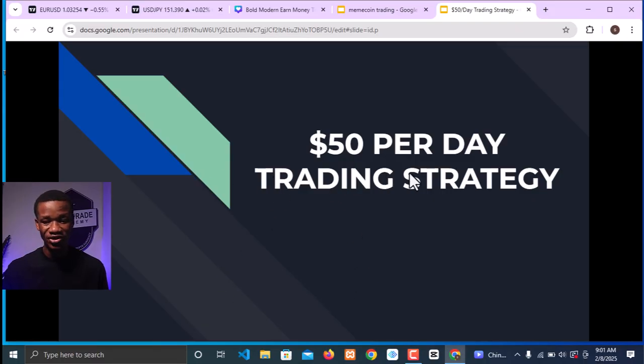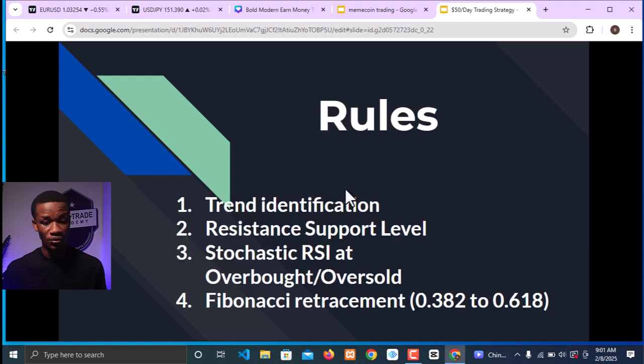$50 per day trading strategy. This is very important. And the first thing here is, let me guide you through the rules and what you should be paying attention to if you want to use this very strategy. Very powerful. The first thing here is the rules, and the first thing is trend identification. So you must first of all determine whether the market is in an uptrend or the market is in a downtrend.